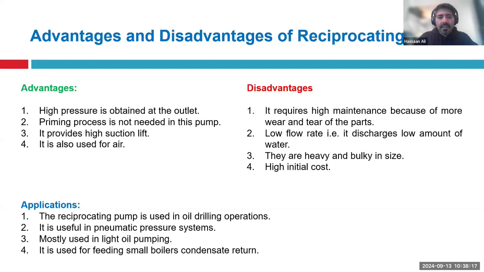Some of the advantages and disadvantages of the reciprocating pump. Throughout the presentation, I've talked about the advantages, but we can summarize them over here. You can actually have a high pressure obtained at the outlet. It's a self-priming pump, which means it does not require priming. You can have a suction line which is completely empty and it will fill it up with the fluid.